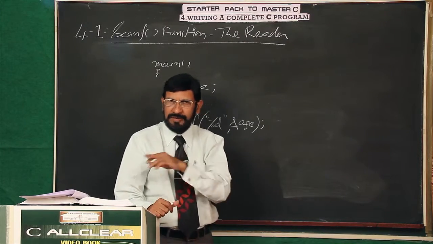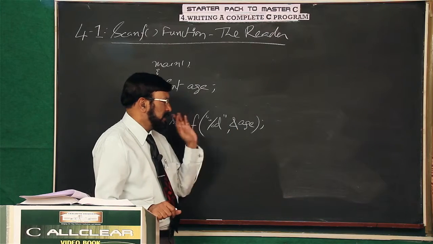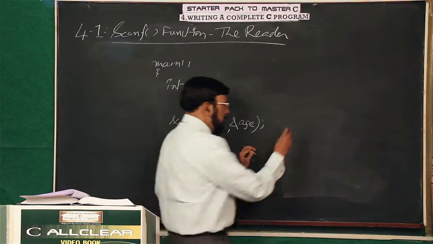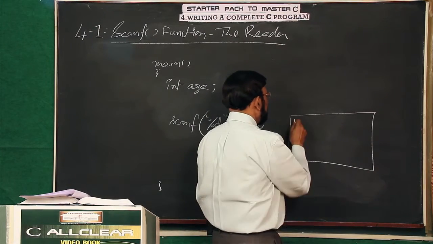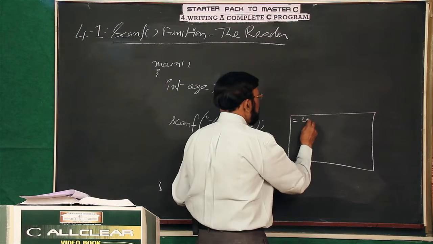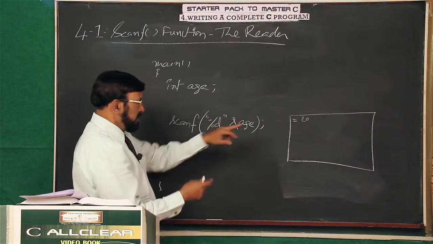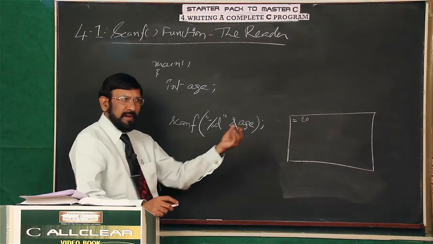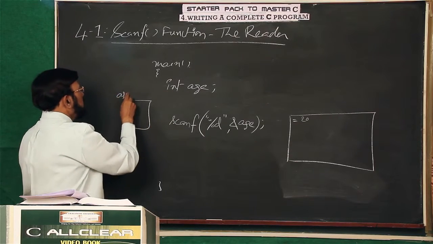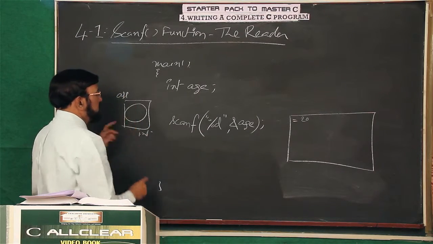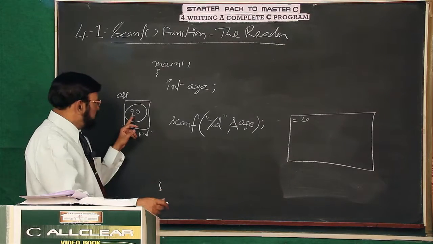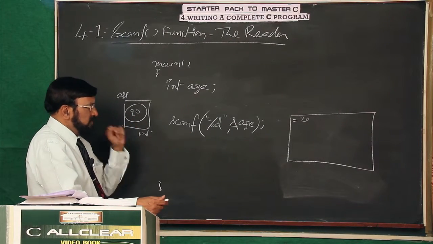Address of, what is the address of? In the next topic I will explain. You have to write the address of operator. Then what happens? When you compile this program, on the output screen, the cursor waits, then you type 20, and then the scanf function takes that value and drops the 20 into the age variable you reserved here. That is the job of the scanf function.